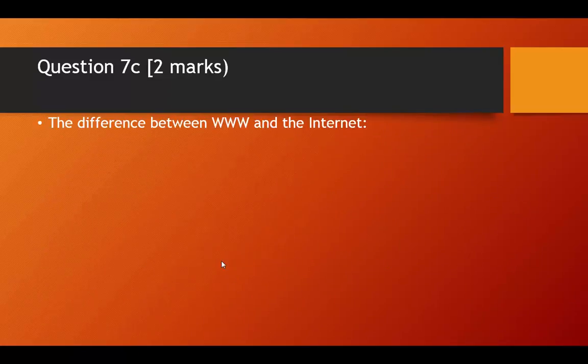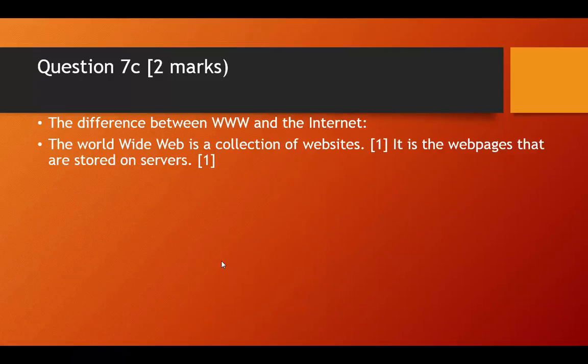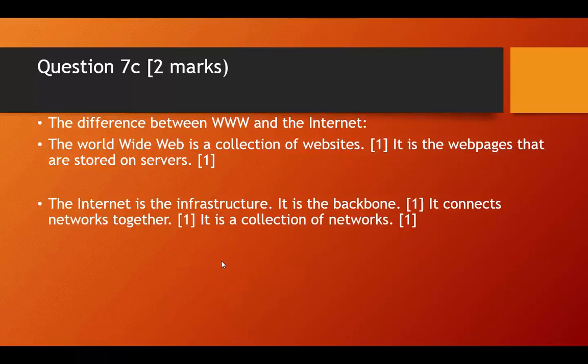Question 7c, the difference between World Wide Web and the Internet. A question a lot of people got wrong. The World Wide Web is a collection of websites. It is web pages that are stored on the server. The Internet is the infrastructure. It's the backbone. It connects networks together, and it's a collection of networks.